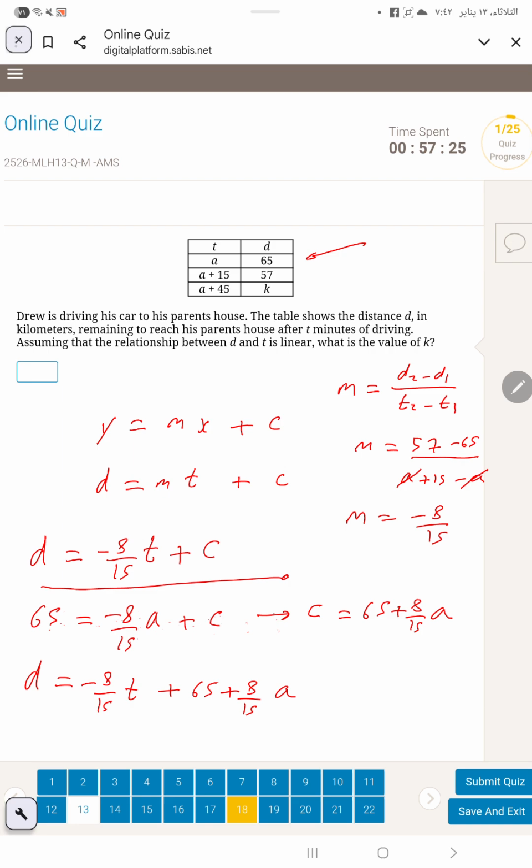Finally, we need to find k. So focus on the last point. We replace d by k. So k equals negative 8 over 15 multiplied by t, which we replace by a plus 45, plus 65 plus 8 over 15 a. And if you simplify this equation, you get k equals 41, and that is the answer.